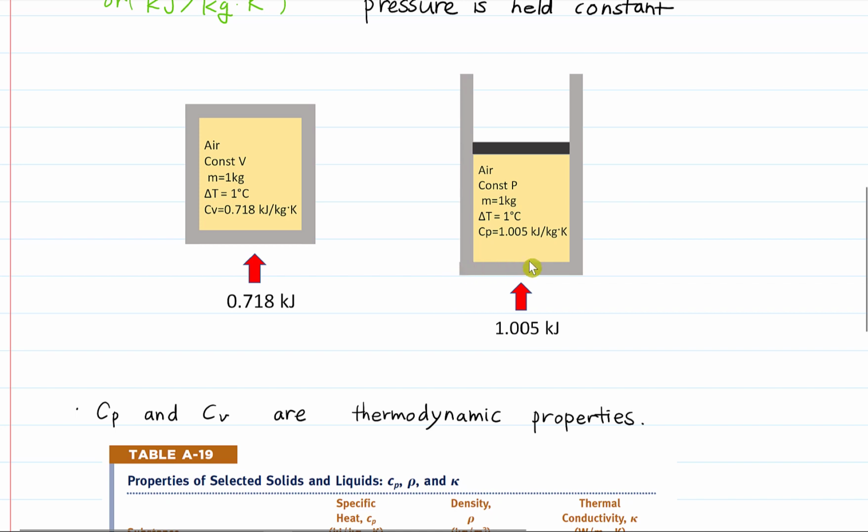So the specific heat at constant pressure is greater than the specific heat at constant volume. This is because additional energy is required to do work against the pressure. So compare the two systems. The temperature of both systems is raised by 1 degree Celsius, but for the piston cylinder device, additional energy is used to do the expansion work. The unit of specific heat is kilojoule per kilogram Kelvin.